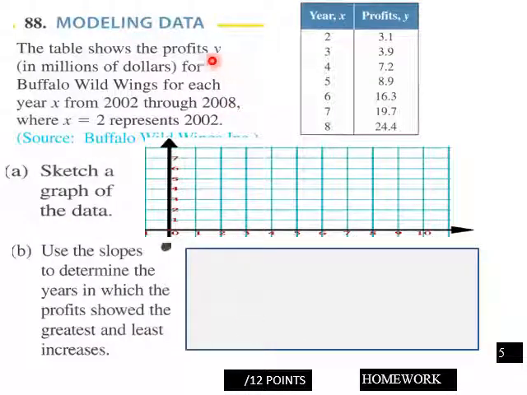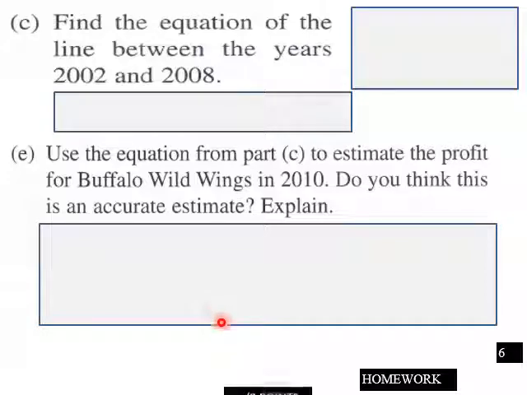Page 5, more word problems here. Modeling data, you can enter that into your calculator to find an equation for this data. Use the slopes to determine the years in which the profits show the greatest or least increase. So plot these in here, and then from that, figure out slopes to determine the years which were greatest and least in increases.